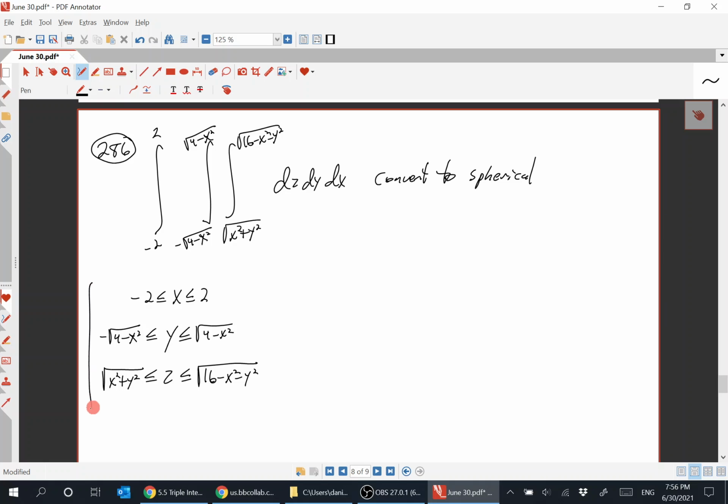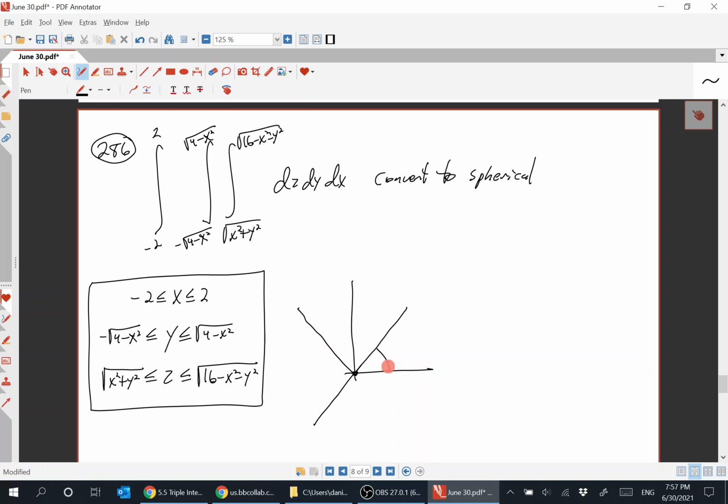So this is again that snow cone shape. You have the cone, square root of x squared plus y squared equals z. So that's the 45-degree cone, the cone whose sides are 45 degrees. And then you've got the region between the cone and the sphere of radius 4. And apparently those guys intersect.